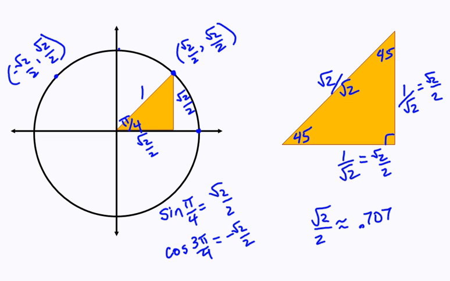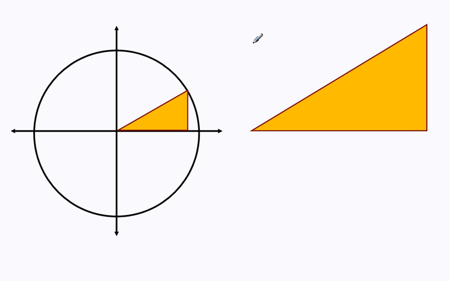All right, let's move on to our next special triangle. In this one, we're going to be working with pi over 6, which is the same as 30 degrees.